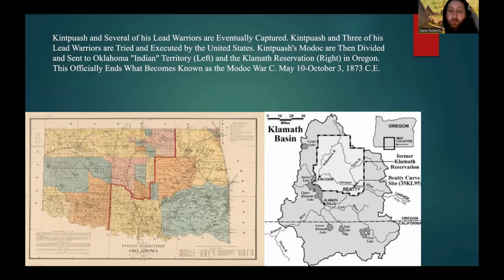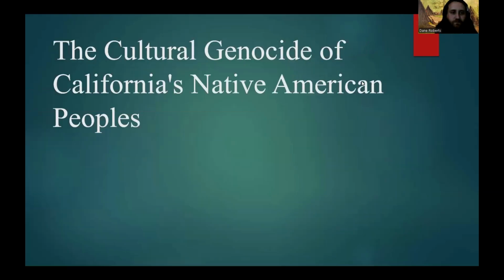And then Kent Puash's Modoc would then be divided and sent to Oklahoma Indian Territory and the Klamath Reservation in Oregon. And this would officially end what would become known as the Modoc War. With these events, the trial, execution, and the division and removal of Kent Puash's Modoc to these reservations occurring between May 10th and October 3rd, 1873 CE.